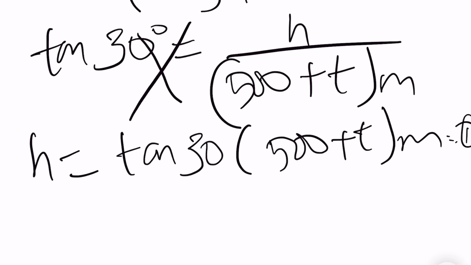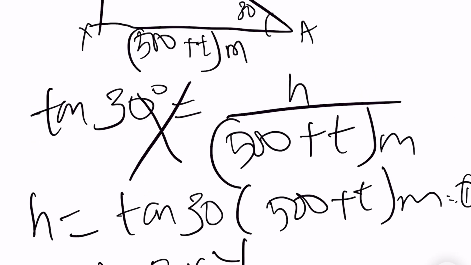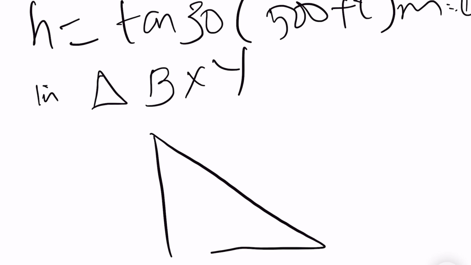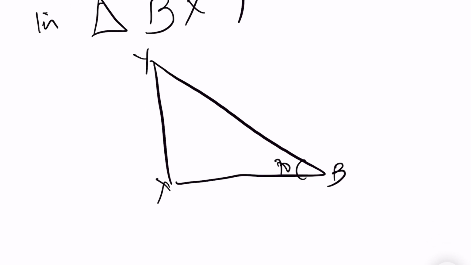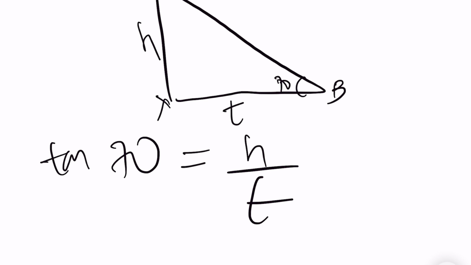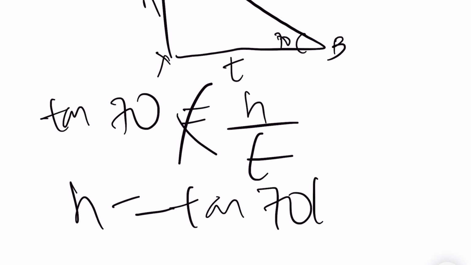Now in triangle BXY, this angle is 70, this is B, this is X, and this is Y. We have this side to be t and this side to be h. So we have tan 70 equals h over t. Cross multiplying, h equals t tan 70, and this is our equation 2.